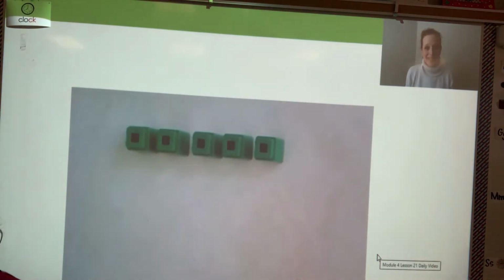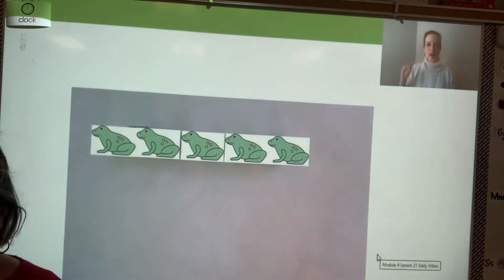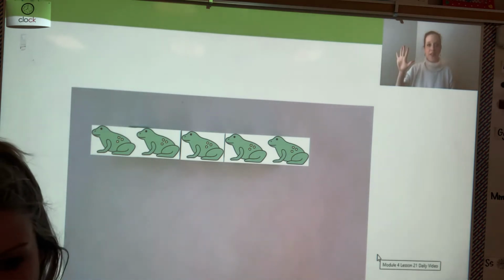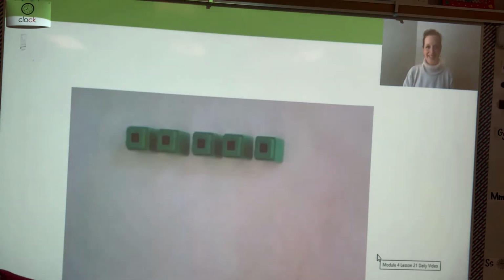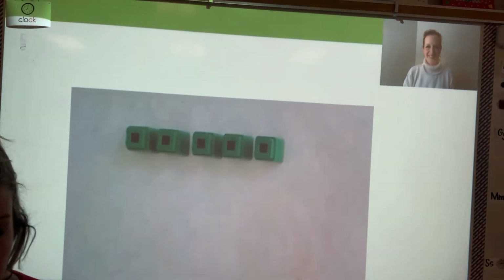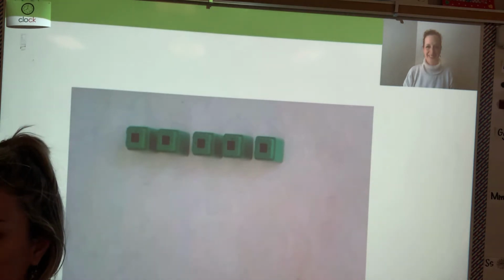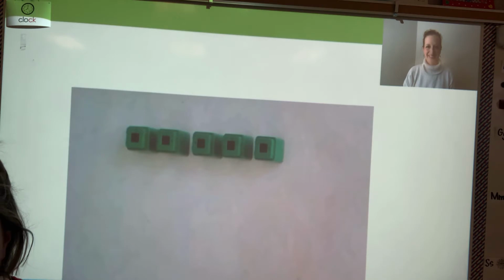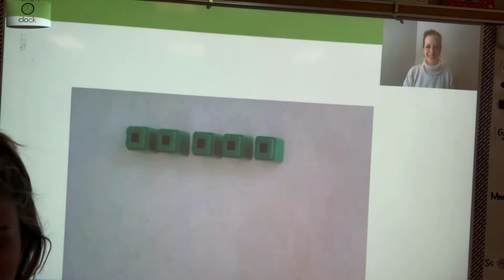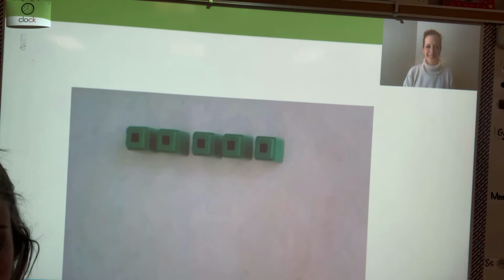Guess what, mathematicians? These are not cubes. These are frogs. Show 5 frogs in a 5 group like this. Okay, so on your whiteboard in front of you, put out your 5 objects. Put out your 5 objects. I'm using balloons because I don't have anything else. That's okay. Hold on, friends, just 1 second. Put out your objects and then give me a thumbs up when you're ready.